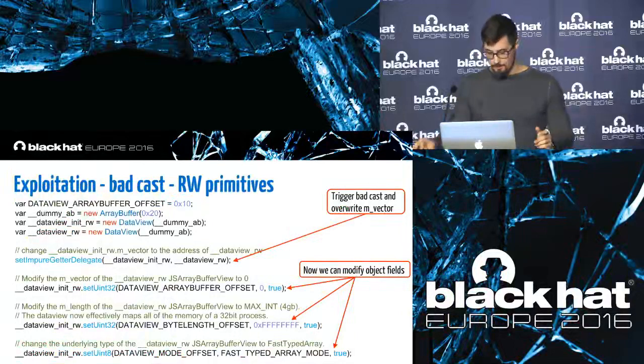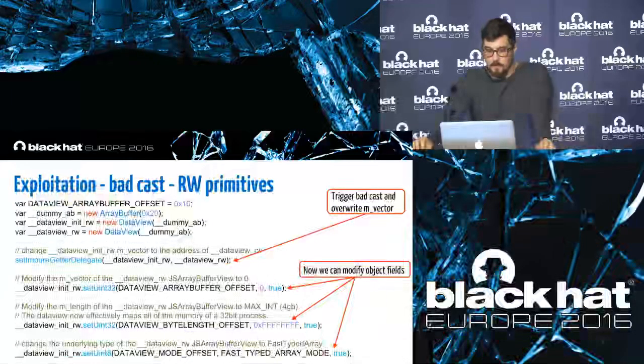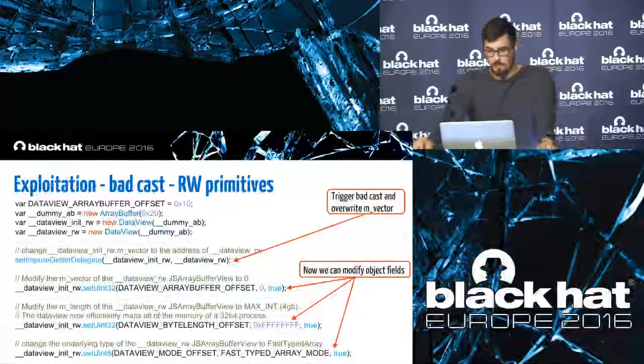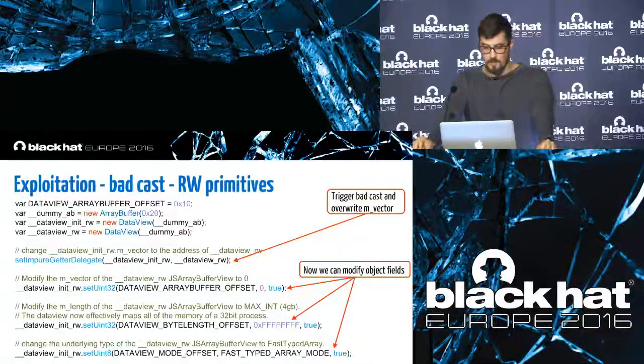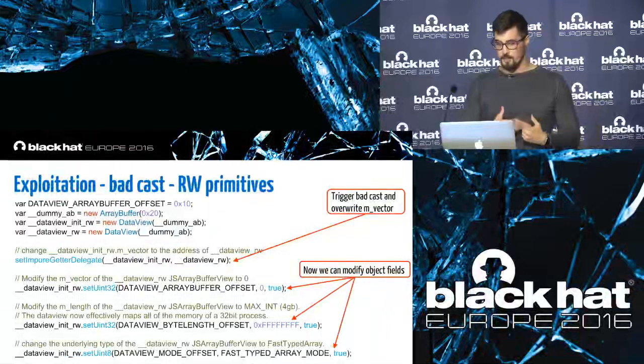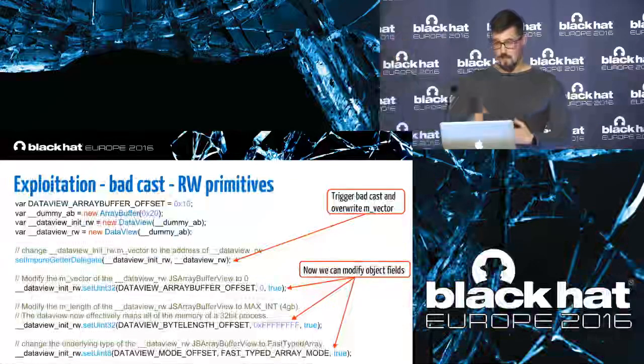How can it be exploited? First of all, we use a dummy array buffer as a backing vector for 2 data views. And we use the bad cast in setImpureGetterDelegate to override one of the fields of the first data view with the second data view. And as mVector of the first data view is overwritten, we can use setUint32 or getUint32 to override fields on the second object.